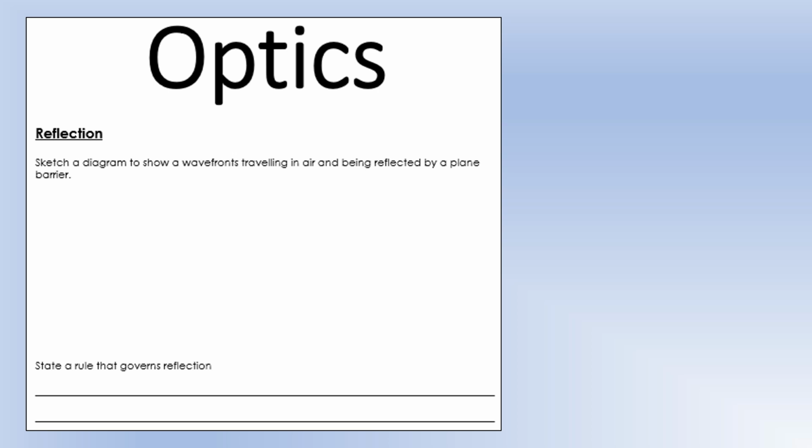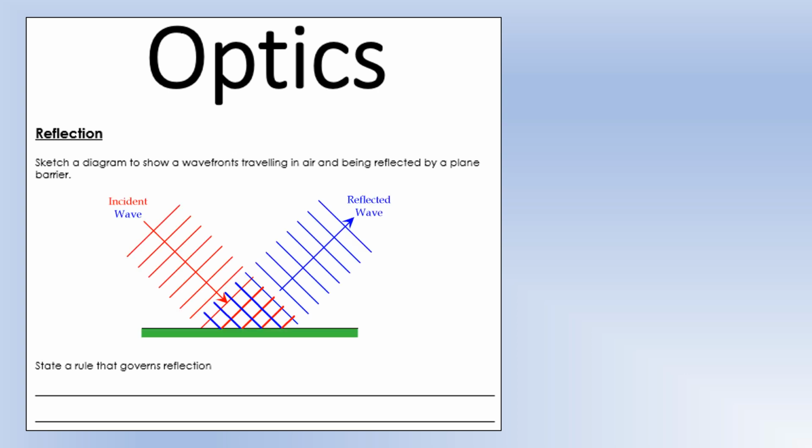Alright, so in this video I'm going to be looking through some revision on the optics topic. So I'm going to be looking at reflection, refraction, total internal reflection, and then finally diffraction. So those are the four areas that it's going to focus on. So we're going to start off with reflection, and we're going to draw a wavefront diagram to show reflection.